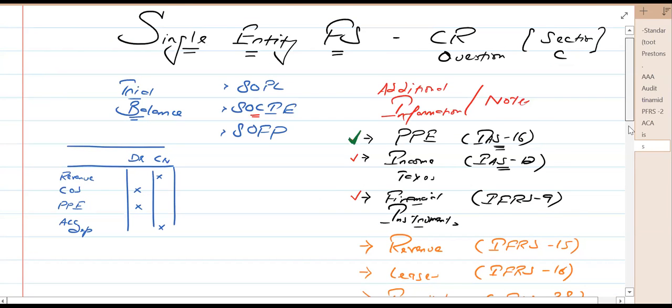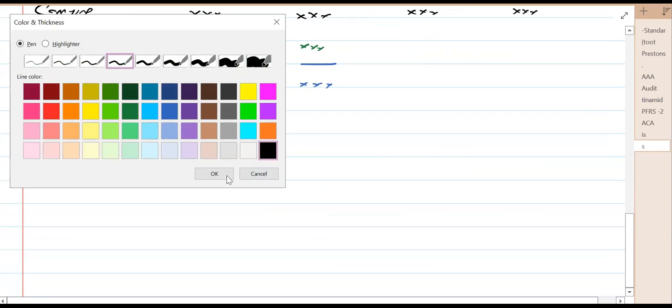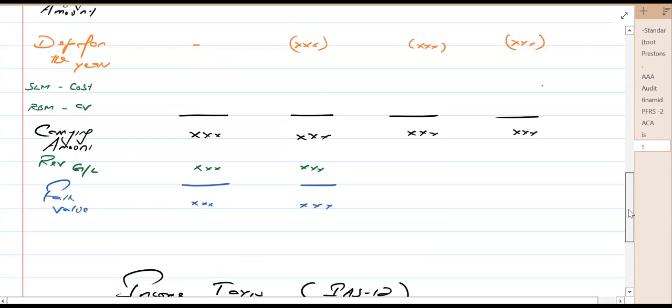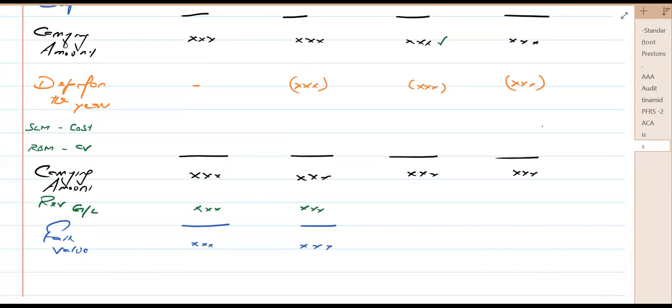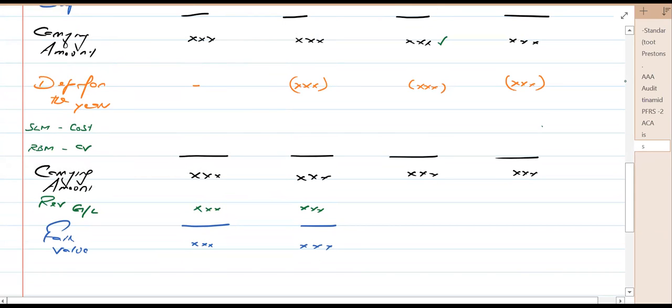Then the second one is the income taxes, which is again something very important. Income taxes, IAS 12. Yes, there's one more thing I need to tell you regarding this. That okay, this depreciation for the year is usually, they tell within the single entity financial statement question, that the depreciation should be charged usually to cost of sales. So you need to take this complete depreciation for the year and add it to the cost of sales.